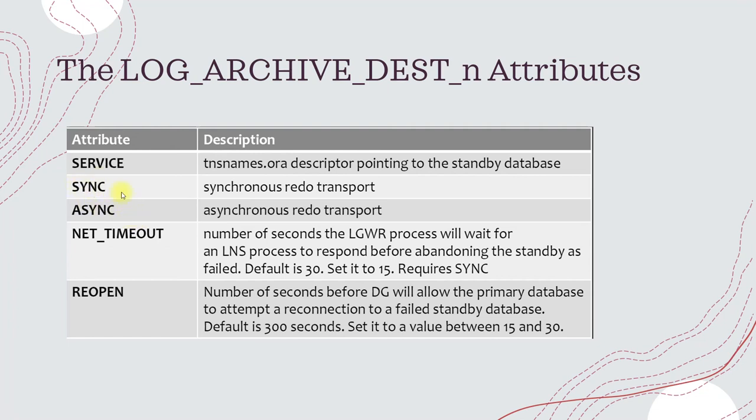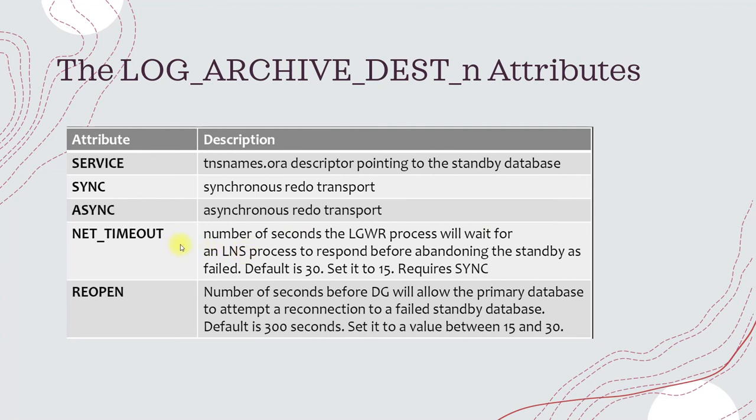In the sync, the primary database will keep on waiting, and LNS in the primary database will keep waiting for the standby to respond that it has received and saved the redo log files, and then LNS will provide this information to the primary database, and then the primary database will commit. So this takes a lot of resources. So we already know about sync and async. Now then, what is the net timeout? Net timeout is the number of seconds the log writer process will wait.